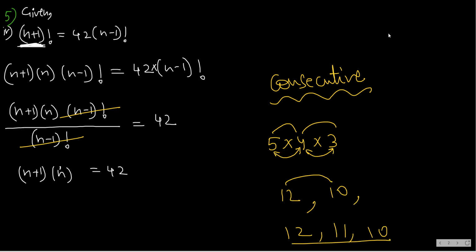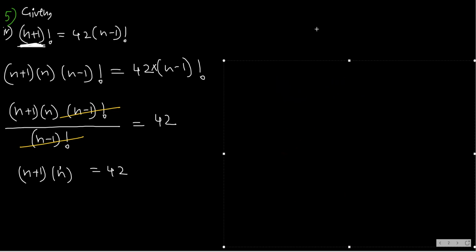So what I notice on the left hand side, my dear students, is that I have two consecutive numbers, that is n plus 1 and n. They are consecutive numbers. How? Because the difference between them is 1. This is n plus 1, this is n. The difference between them is 1.